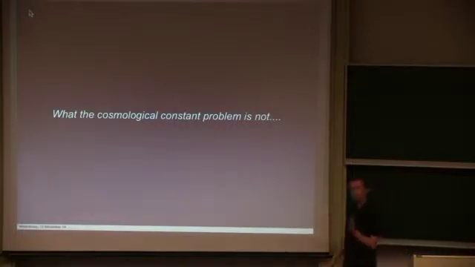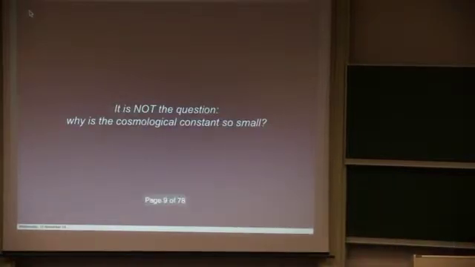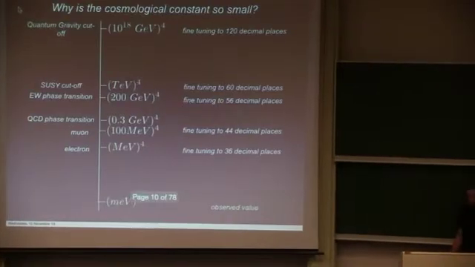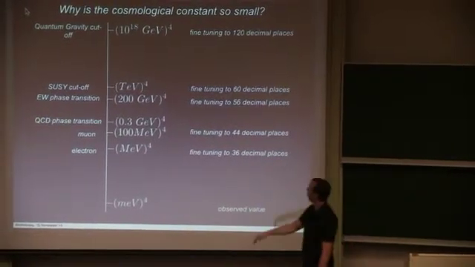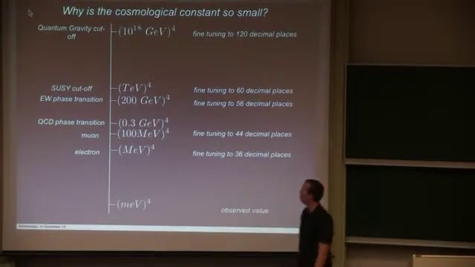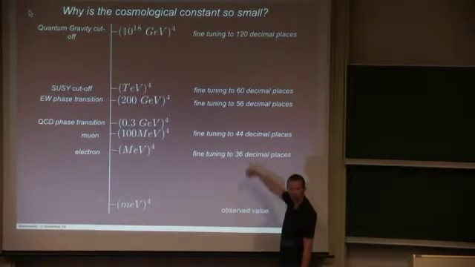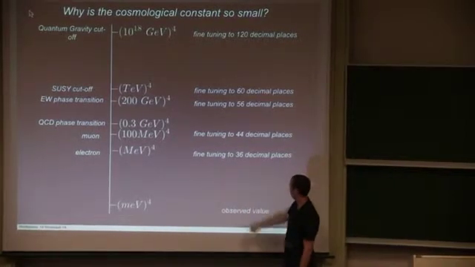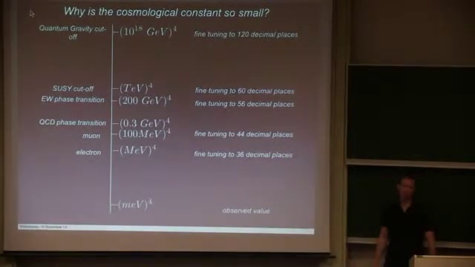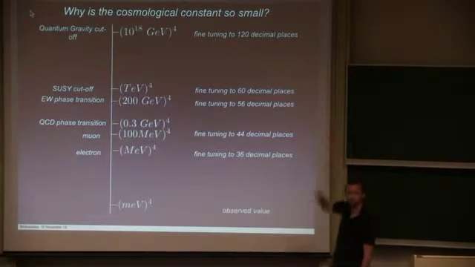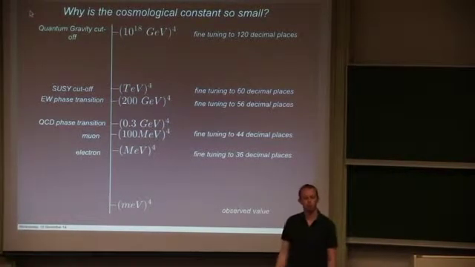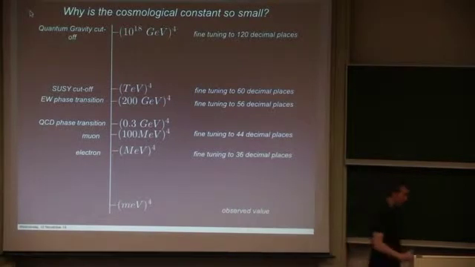So what is the cosmological constant problem not? Well, I guess you're sort of going to guess now. It's not the question of why the cosmological constant is so small. It's not this picture that you often see, where you talk about the electron contribution as being a mega electron volt to the fourth, requiring you to fine-tune the finite part of the cosmological constant to 36 decimal places, and then the situation gets worse and worse as you go up in scale. It's not really that problem.